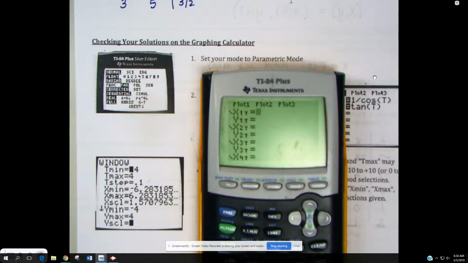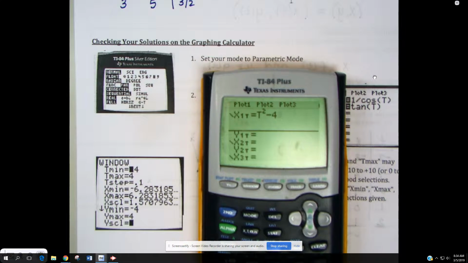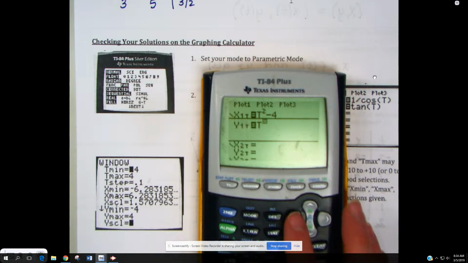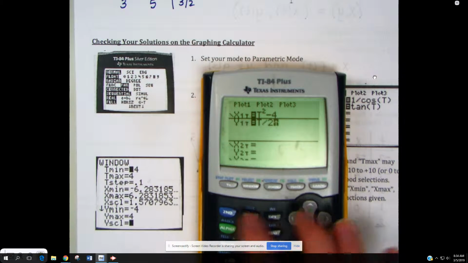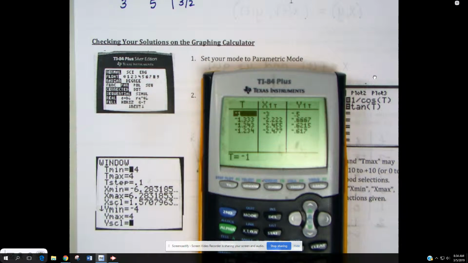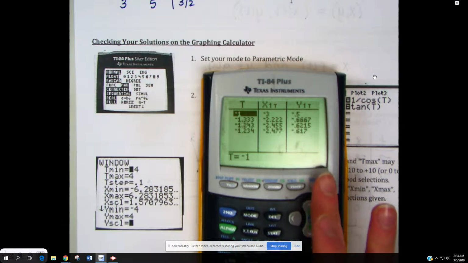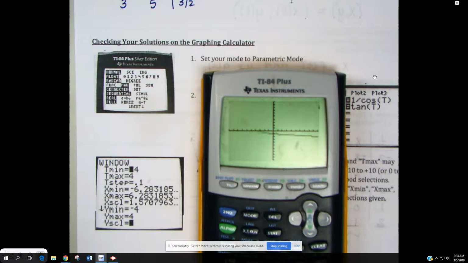And I could type in T squared minus 4, and type in T divided by 2. The other thing that's interesting, you can also view your table. So second graph pulls up your table, and you could sort of check your work. You could adjust your count bys in the table settings, or you could test your particular values that way. So this is a really nice way to see your graph.